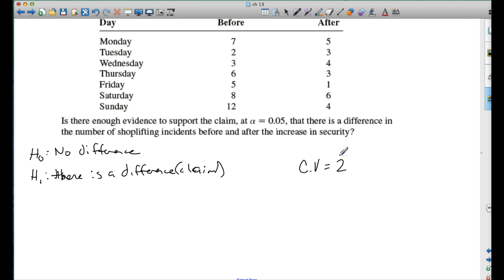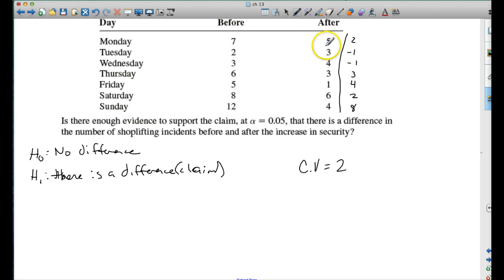And now we have to do a chart. The first thing we're going to do is find the difference between the two values. So we got 7 minus 5 is 2, negative 1, negative 1, 3, 4, 2, 8. So now we've got those differences done.